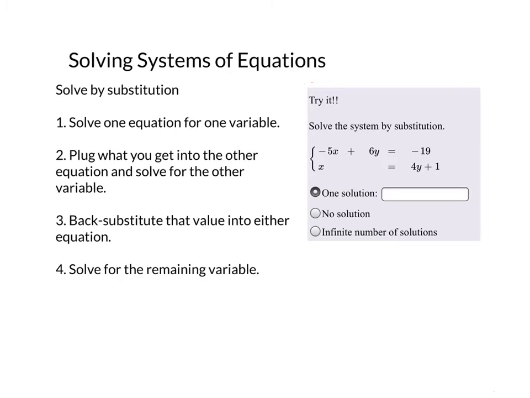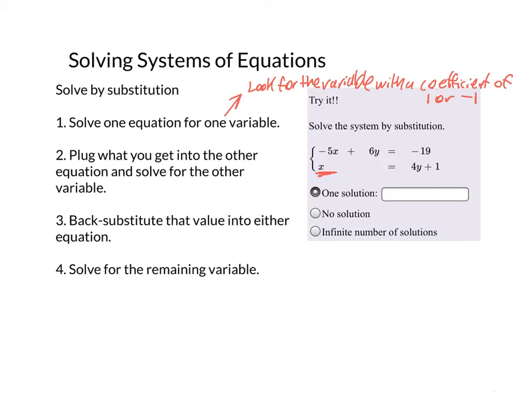Here are our steps that we will be using. The first step is to solve one equation for one variable. Substitution usually works best when that one variable has a coefficient of 1 or negative 1, okay? So we look for the variable with a coefficient of 1 or negative 1, okay? So that's pretty easy to spot in this particular problem. That's going to be that x right there, okay? It is a coefficient of positive 1.